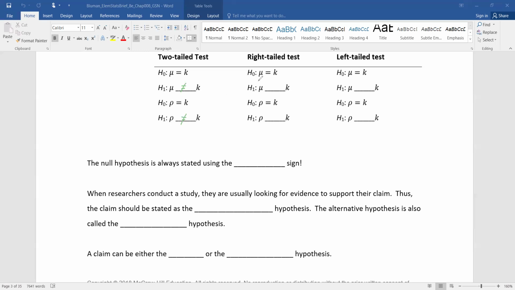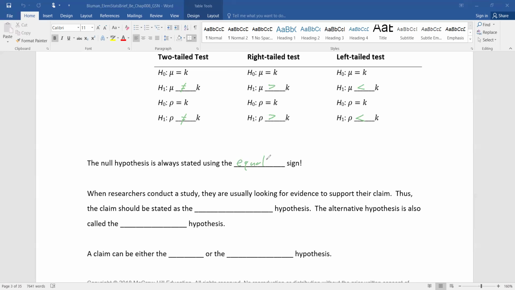That part doesn't change. But for a right-tailed test, remember that's going to be on the right side of a distribution. So that'd be anything greater than the mean or anything greater than the parameter. And for a left-tailed test, that's everything on the left side. So that's going to be anything that's less than the mean or anything less than the parameter. And again, notice the null hypothesis is always stated using the equal sign. Right? The null hypothesis is the easy one. For the alternative hypothesis, we just have to read the vocab and see, all right, is this a less than, greater than, or just no change at all?